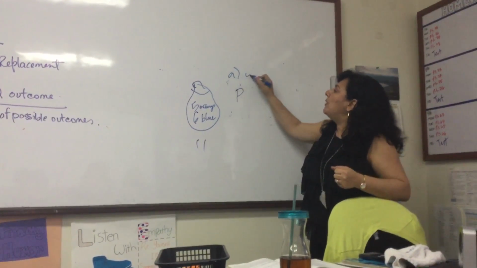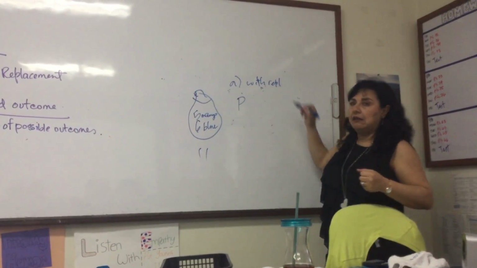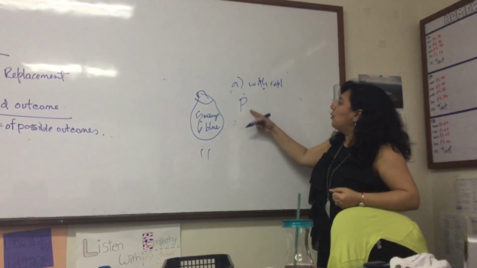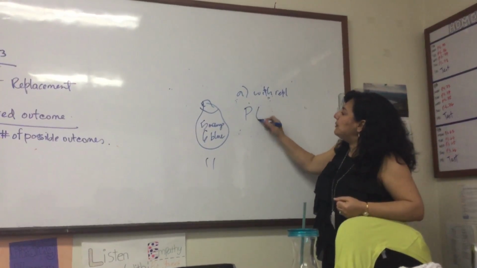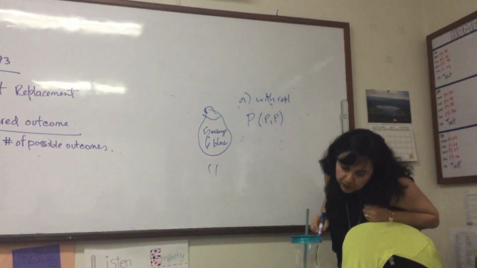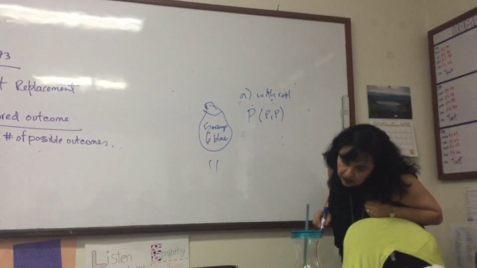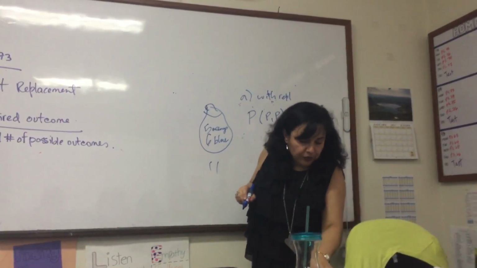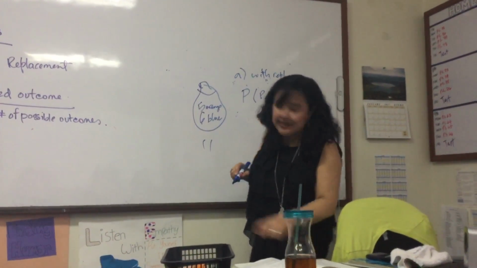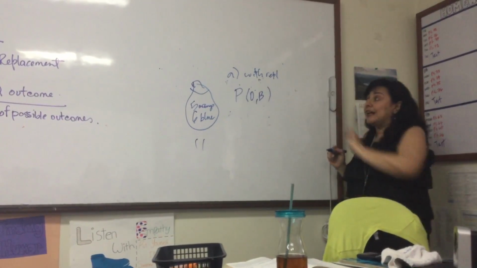What you're writing down for A is with replacement, meaning you put them back. So with replacement, what's the probability you'll get purple? 0. No, it wasn't purple. It was orange and blue. The first marble is orange and the second marble is blue. Okay, that's what I want.